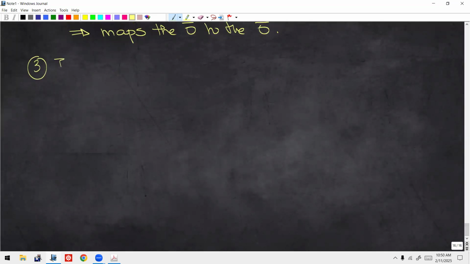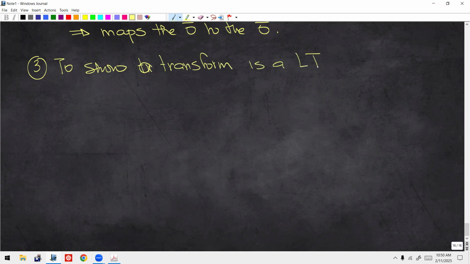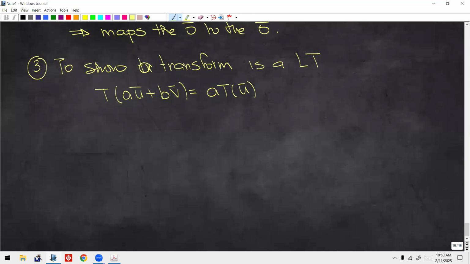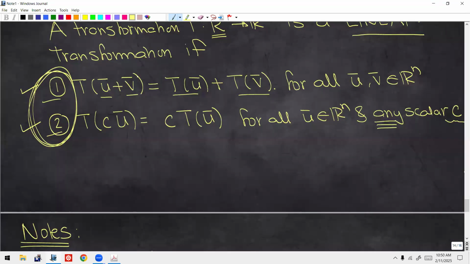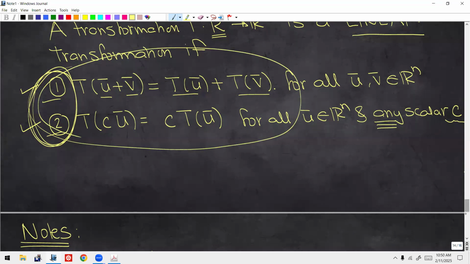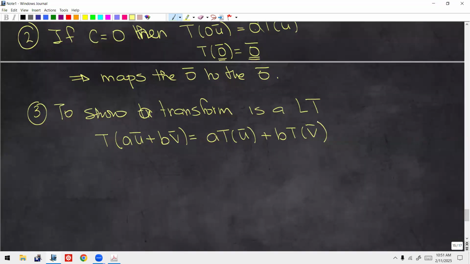So to show a transform is a linear transform, we can combine those two into one. You can say T of, let's say we have A times U plus B times V will give us A times T of U plus B times T of V. So we've combined those two conditions that we need to show a transform is a linear transformation into one. So we only have to check one then. Is that okay? So that's something to show it's a linear transformation, show this happens, okay?